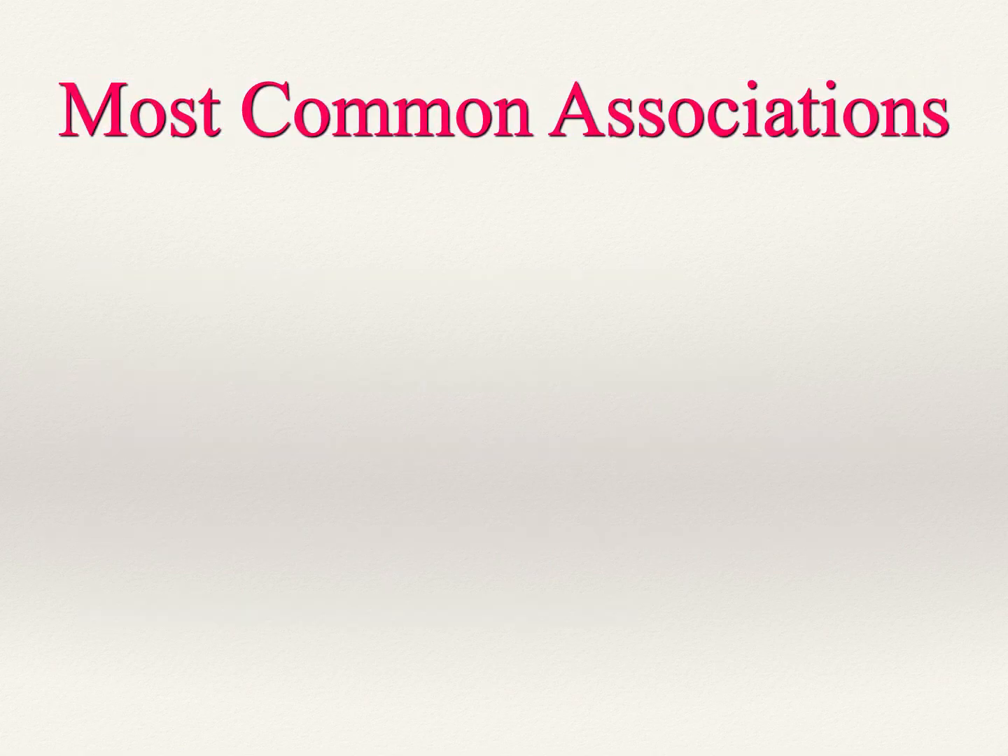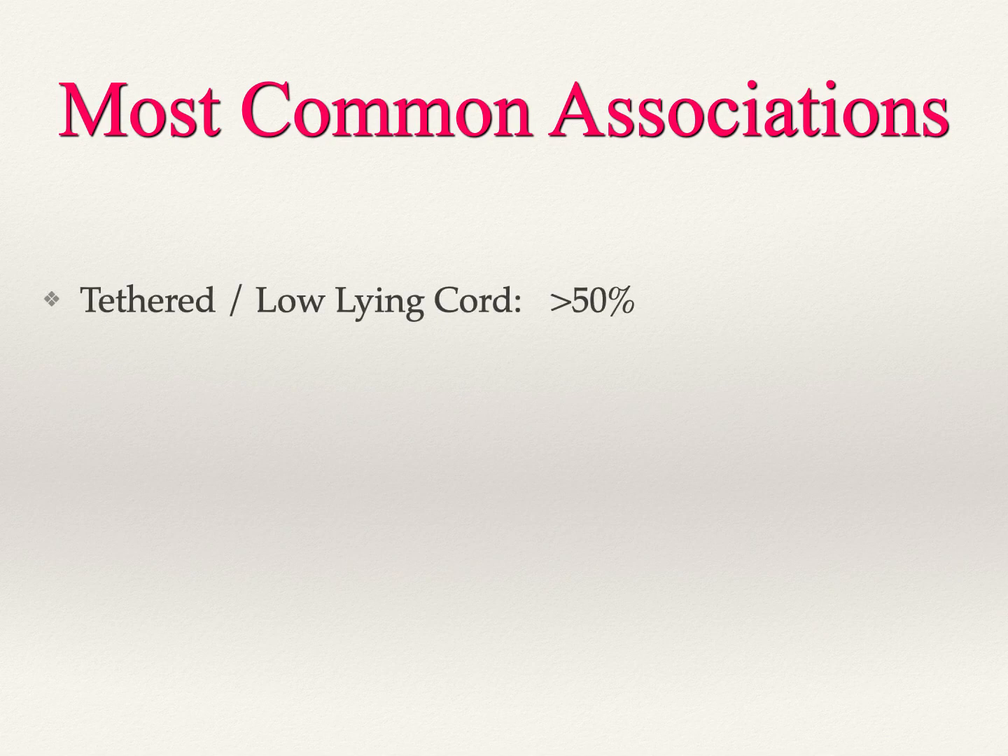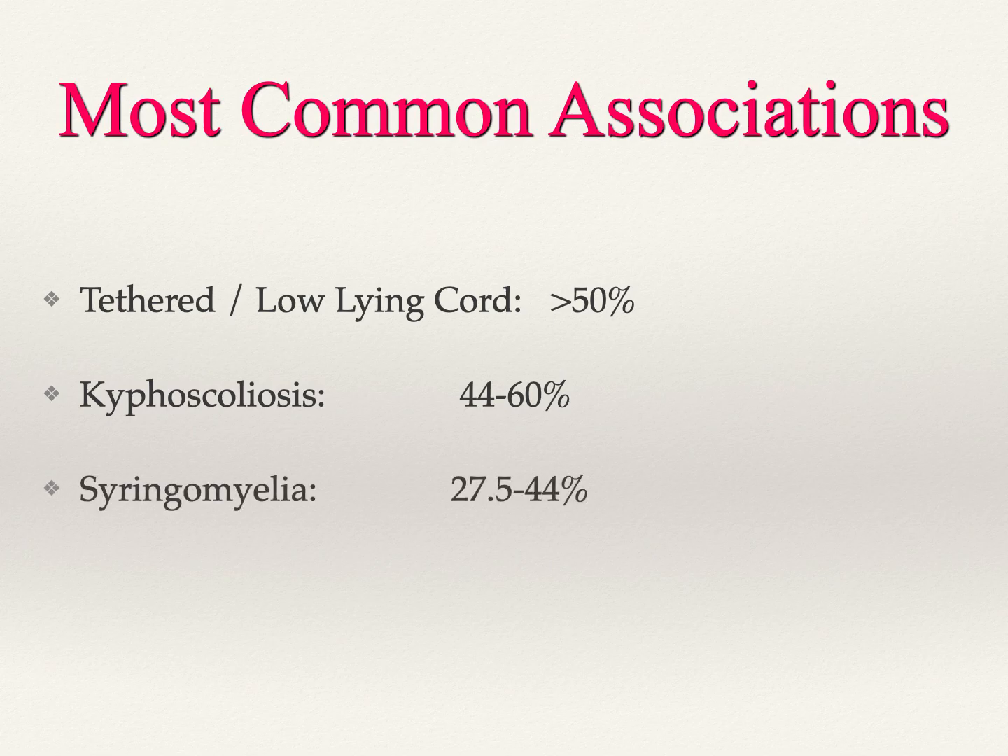The most common associations with these conditions are a low-lying or tethered cord in about 50% of cases. You can have kyphoscoliosis in about 60% of the cases, syringomyelia secondary to the tethered cord in about 44% of the cases, and spina bifida in about 26% of the cases. We said that we can find lots of signs or manifestations, which can be cutaneous, neurological, urological, and orthopedic.